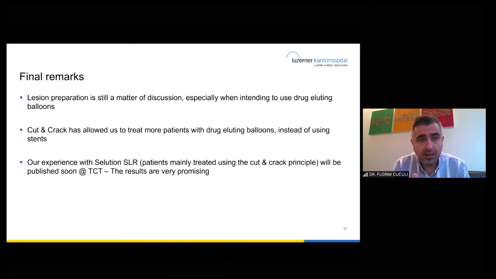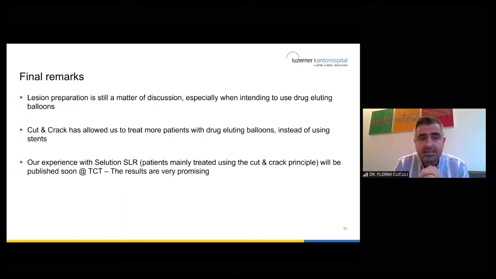So I think lesion preparation is still a matter of discussion. And I think it's still a matter of discussion even for drug-eluting stents, because everyone is doing differently and we don't really have guidance for this. And this is a bit of a pity, because it's such an important matter and we have guidance for everything else, but we have no guidance for lesion preparation. However, I think for drug-eluting balloons, it's even more open, because nobody really knows how to prepare the lesion well in order to achieve a good result in the short and long term.